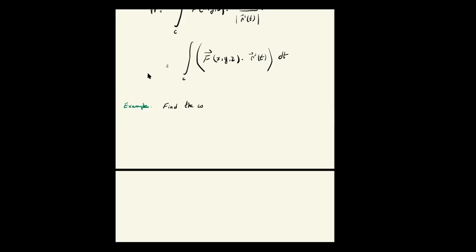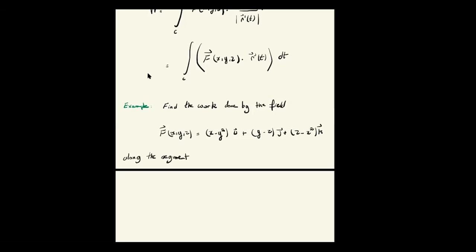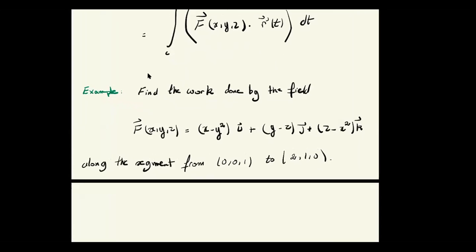Find the work done by the field F(x, y, z) along the segment from (0, 0, 1) to (2, 1, 0).